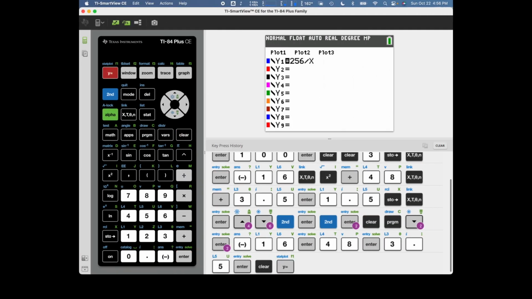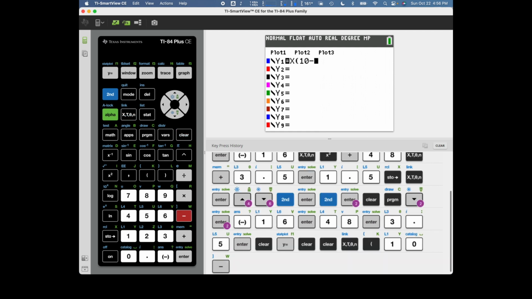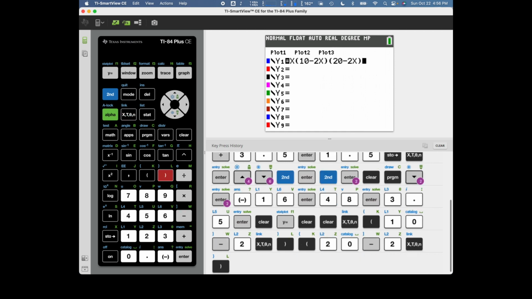So we're just going to go up to our y equals. You're going to clear anything that you have in there. And we're going to do x, and then we're going to do our parentheses, 10 minus 2x, open up another parentheses, 20 minus 2x. Okay, so don't FOIL this out. Just type this in exactly as it is.